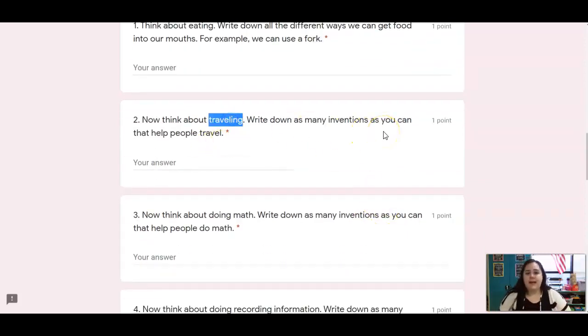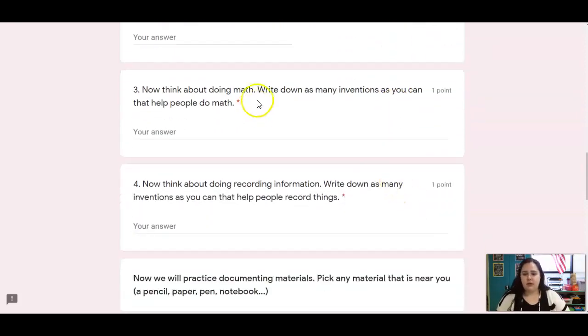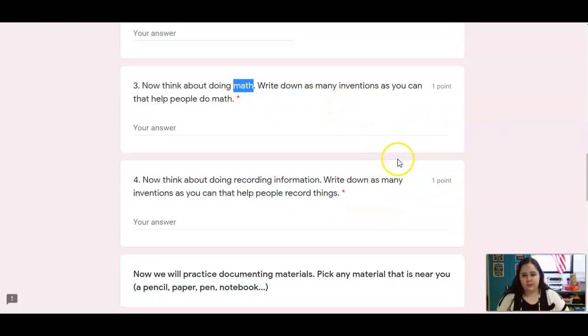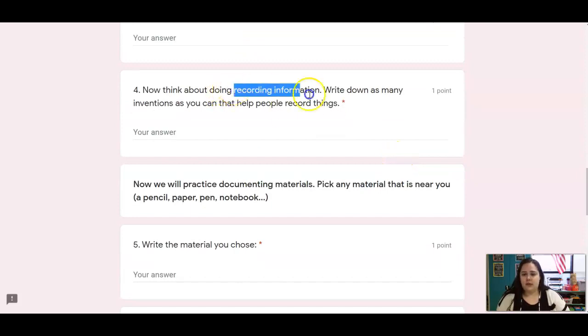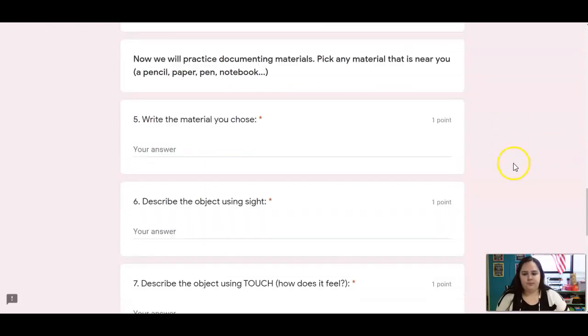Now think about traveling. Write down as many inventions as you can think of that help people travel. Do the same with math. As many inventions as you can think of that help us solve math problems. And the last one is recording information. So either recording someone's voice, or writing down what someone is saying. So any ways that will keep track of what someone is saying. All the different ways that we can do that.